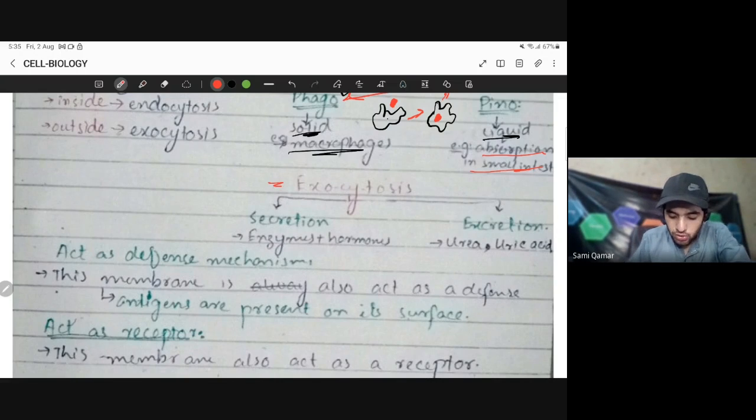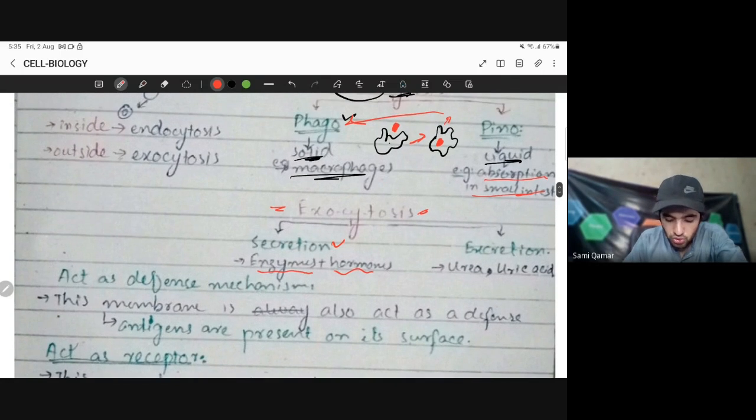What is exocytosis? Exocytosis is like removing or excreting something out of the body. Anything that is moving out of the cell is known as exocytosis. There is going to be secretion, as you know, of enzymes and hormones. Hormones and enzymes are secreted out of the cell by specific cells.